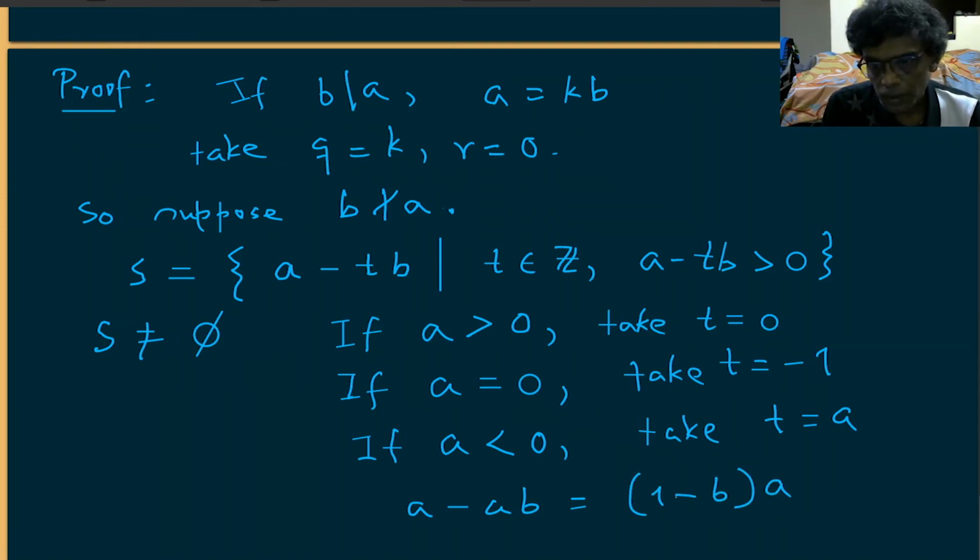So, B is greater than or equal to 1, B is greater than 0. So this quantity 1 minus B is non-positive, and A is negative, so the product is greater than or equal to 0. And if I take something slightly larger, A plus 1, this will become positive. So this S is non-empty. It is the set of all integers of the type A minus TB which are greater than 0.